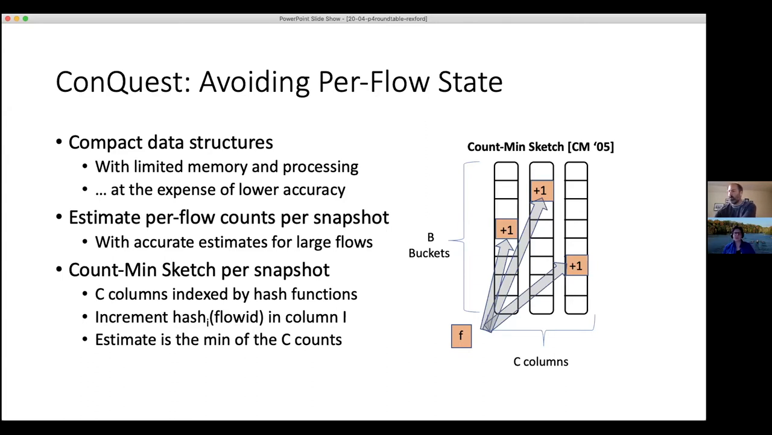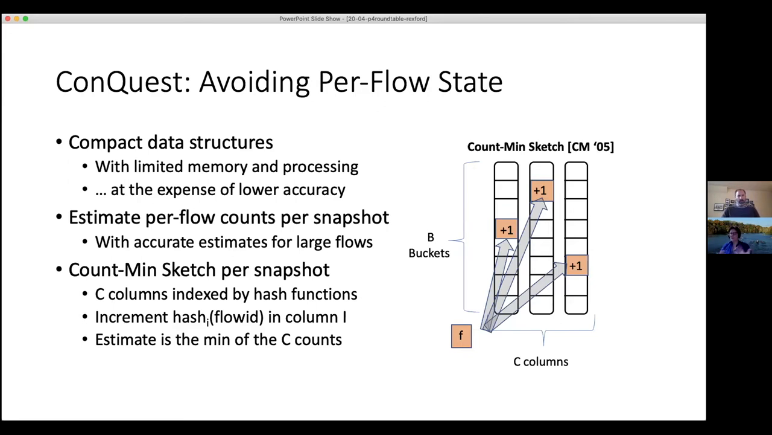The data structure we use here is called the Count-Min sketch. And this is a very commonly used data structure in P4 applications because it's extremely friendly to being implemented in registers in the data plane. For every packet, you have C columns of registers, and you're going to increment one count in each of those registers based on a hash of the packet's flow ID. And then you're going to take the min of those counts to estimate the total amount of traffic or the total number of packets for that particular flow.